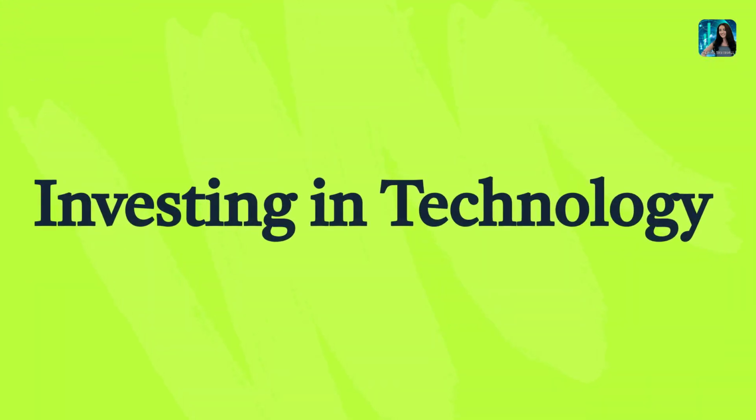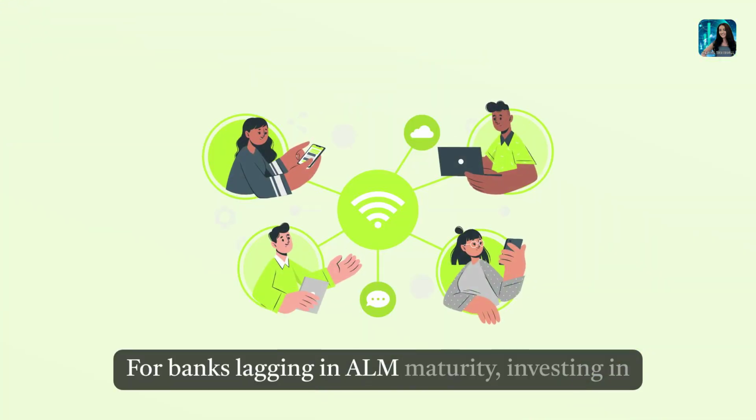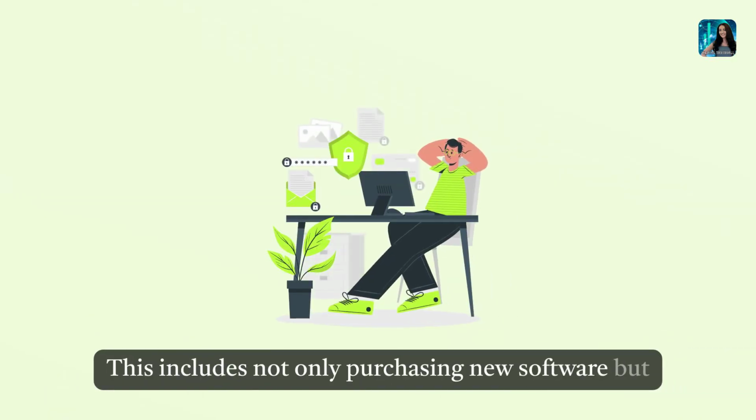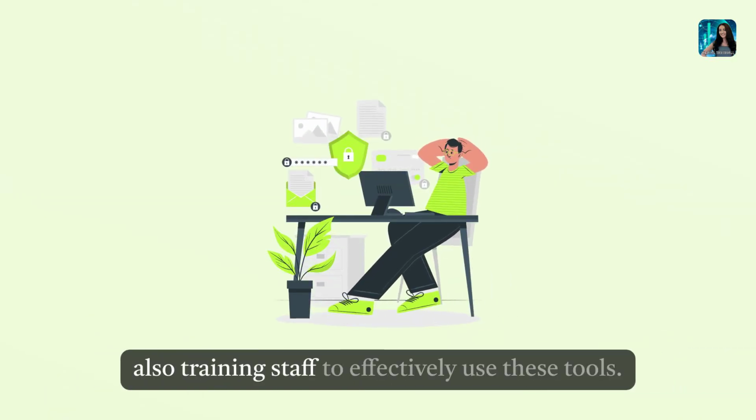Bridging the gap. Investing in technology. For banks lagging in ALM maturity, investing in technology is a critical first step. This includes not only purchasing new software, but also training staff to effectively use these tools.